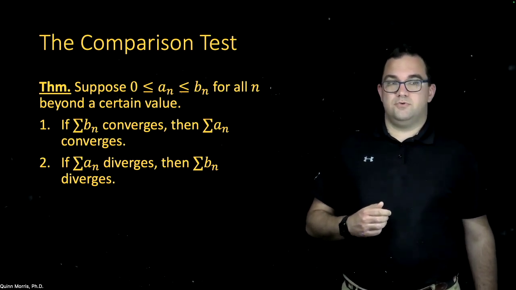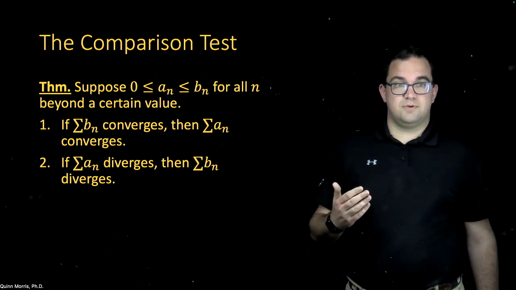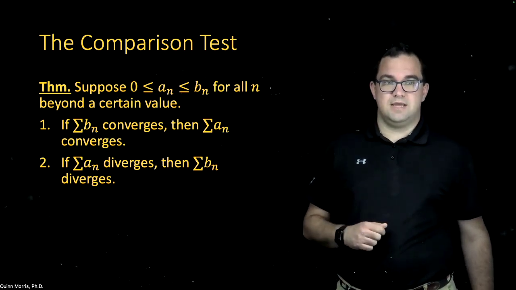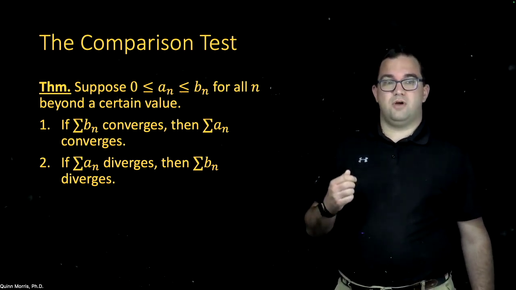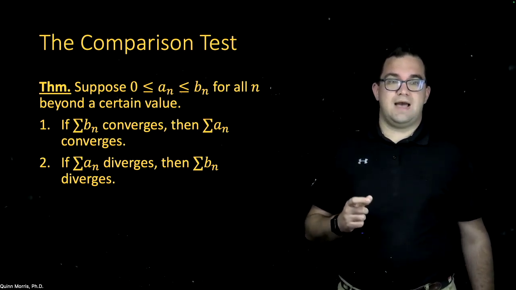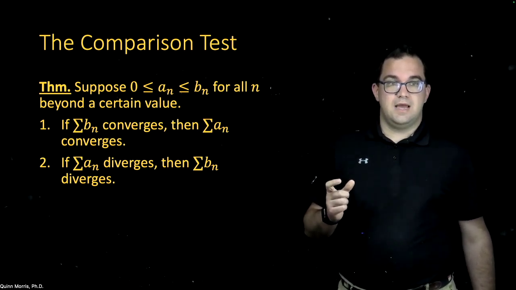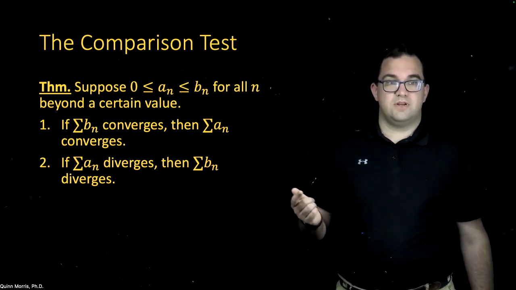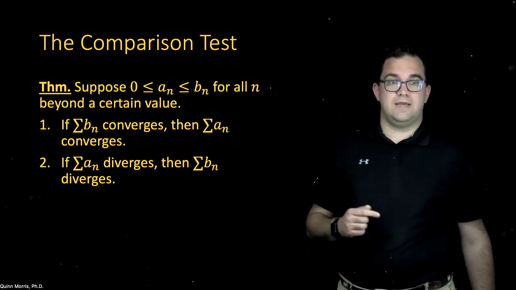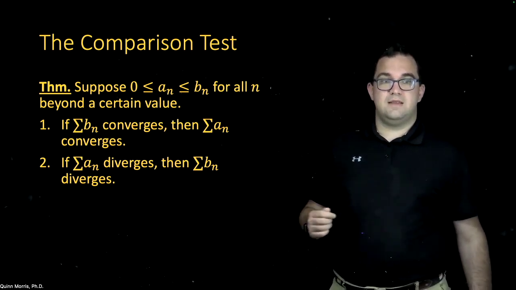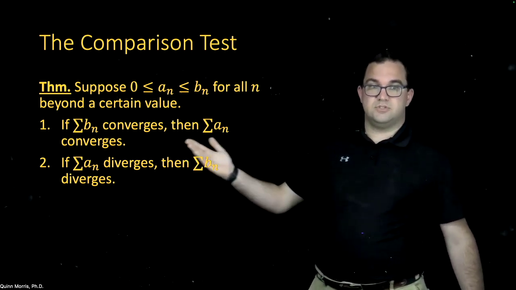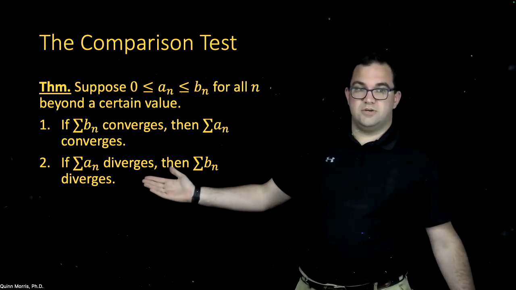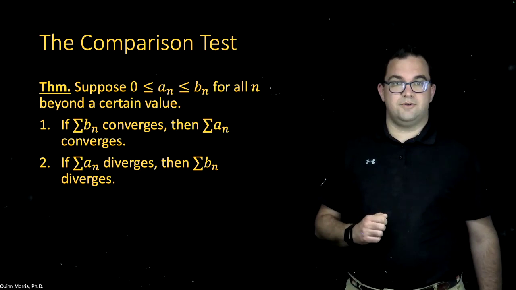We then switched over to some comparison tests. So two types of comparison tests. The first was just the comparison test, sometimes referred to as the direct comparison test. In that case, if we have two series, both of which have non-negative terms, and where you know that the terms of one series are greater than or equal to the terms of the other series for all n beyond some certain value, then if the larger series converged, then the smaller series had to converge. And if the smaller series diverged, then the larger series had to also diverge.